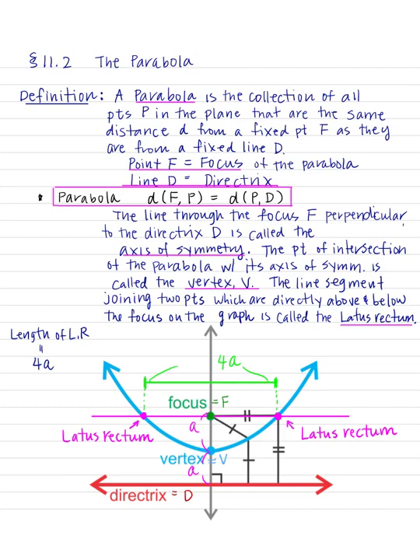If you look at the picture below, we have this thing called the vertex. It's going to occur either at a maximum or the minimum point on a parabola. And the focus sits inside of the parabola. The line segment joining 2 points which are directly above and below the focus on the graph is called the latus rectum. The important thing that you need to know is that the distance from the focus to the vertex is exactly the same as the distance from the vertex to the directrix line. If I call that distance a, then the length of the latus rectum is going to be 4 times a.